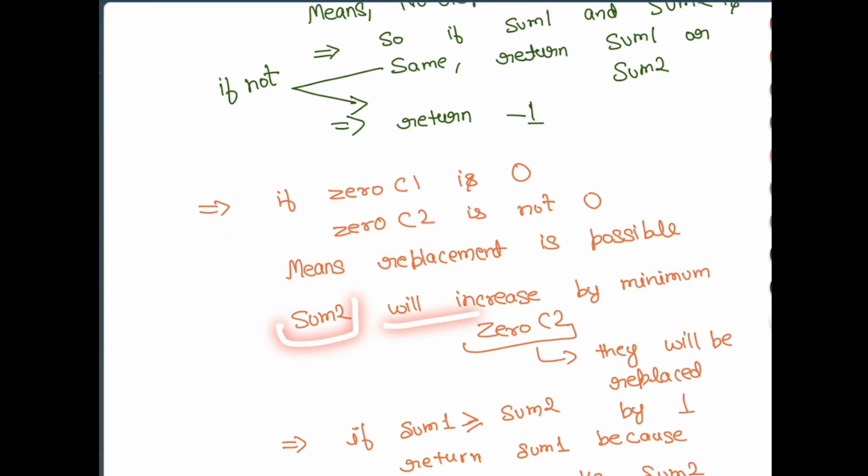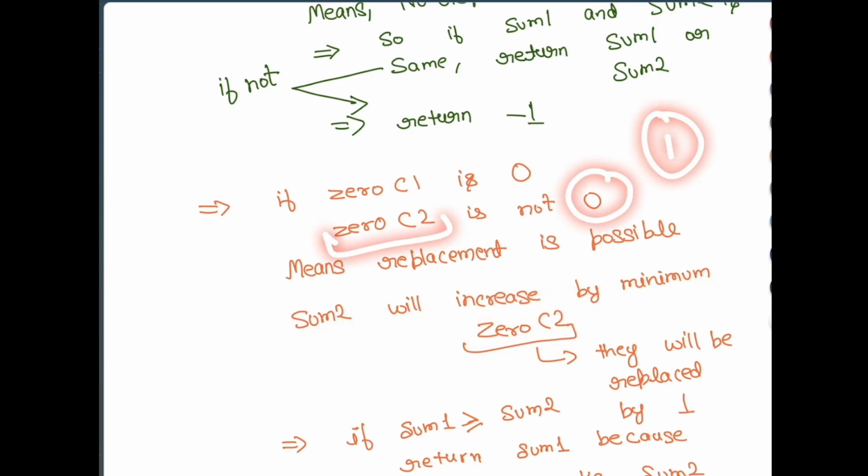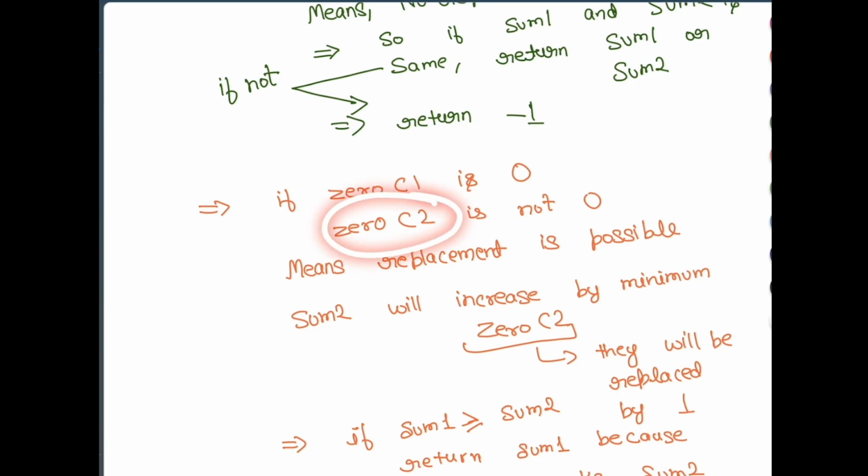The sum 2 will increase by minimum 0 count 2. That is, we are going to replace all the 0 counts, that is all the zeros, with 1. So the original sum of the second array is going to increase by 0 count 2, the number of zeros we have, right? Because they will be replaced by 1, right?